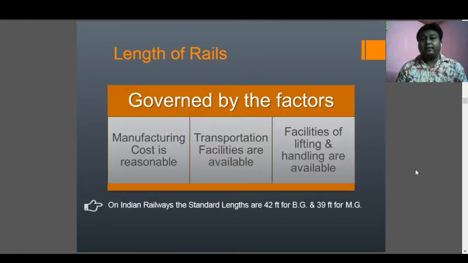Next is the length of the rails. What are the various lengths of the rails? It is governed by factors: the manufacturing cost should be reasonable, the transportation facilities are available, and facilities for lifting and handling are available.